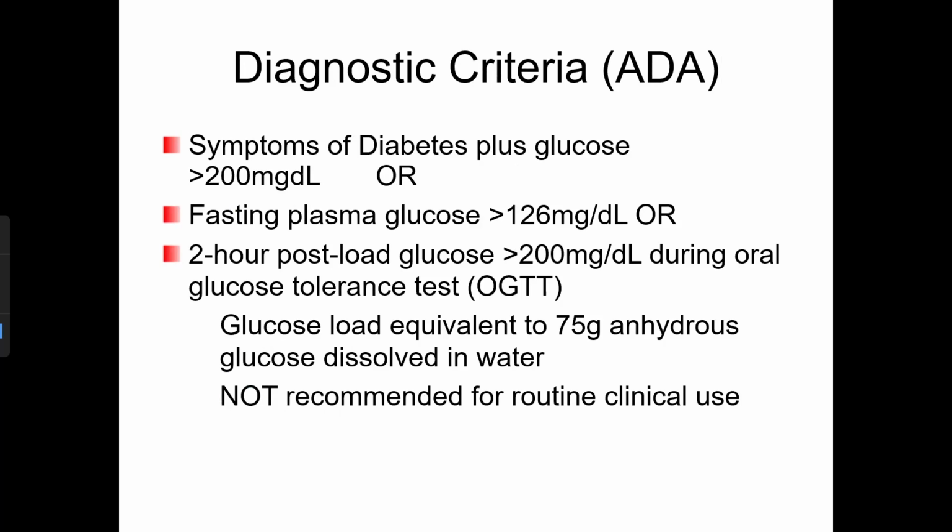The diagnostic criteria, according to the ADA: symptoms of diabetes plus glucose greater than 200 mg per deciliter, or a fasting plasma glucose greater than 126 mg per deciliter, or 2-hour post-load glucose of greater than 200 mg per deciliter during an oral glucose tolerance test. The glucose load is the equivalent of 75 grams of anhydrous glucose dissolved in water. It's not recommended for routine clinical use.